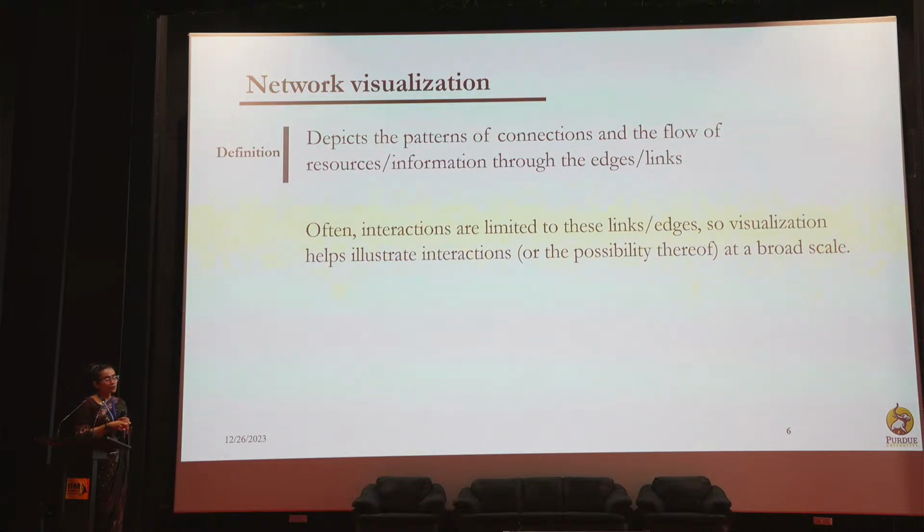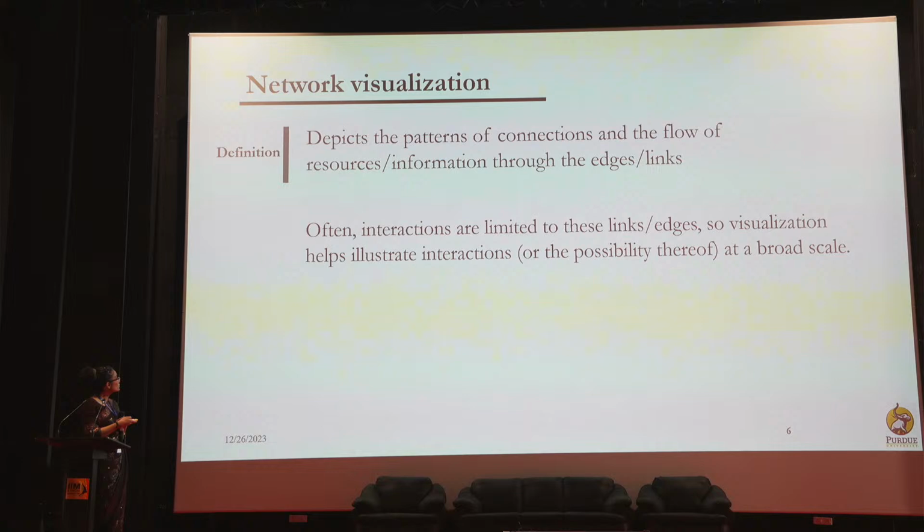Now, one way that you usually start off in social network analysis is visualization. And network visualization is really key to anything that you do in social networks. And what is visualization? Visualization is simply a depiction of the pattern of connections and relationships amongst nodes through edges, right?